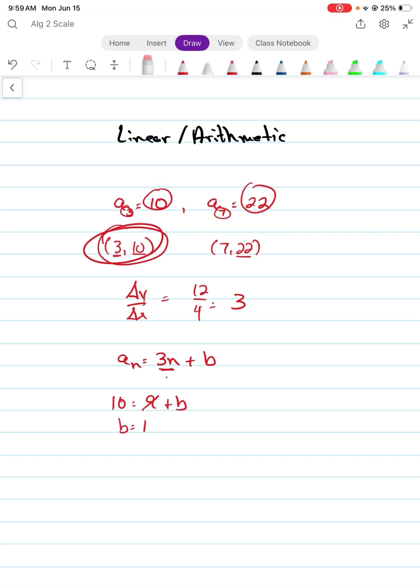Go back up here, and you can actually just erase it if you'd like to. Put in that b value of 1. There's your equation. And again, I recommend checking it. The seventh term should be 22. If you plug in 7, you do get 22.